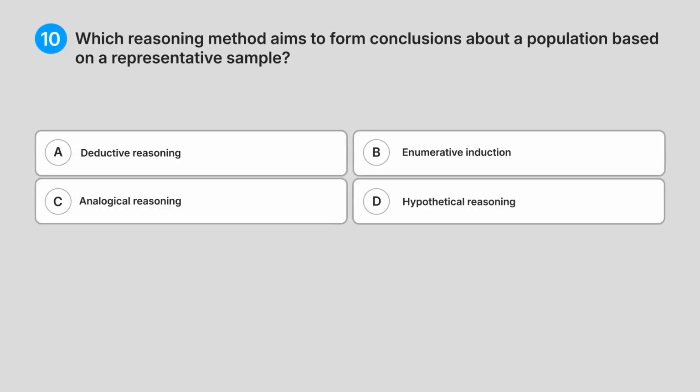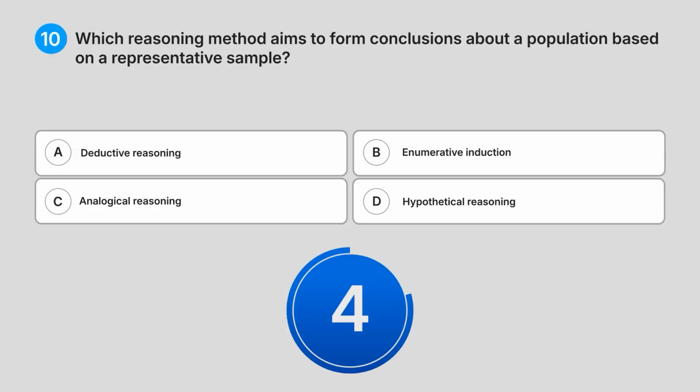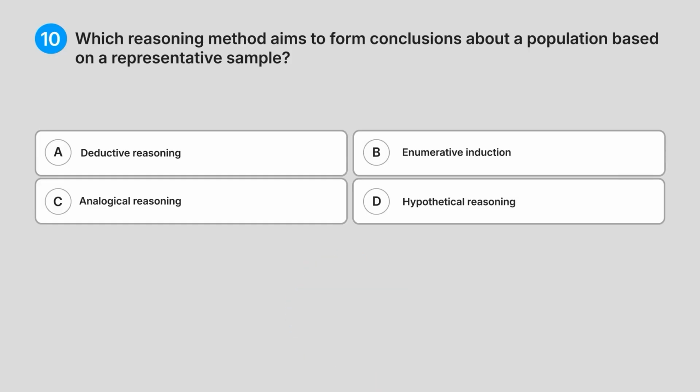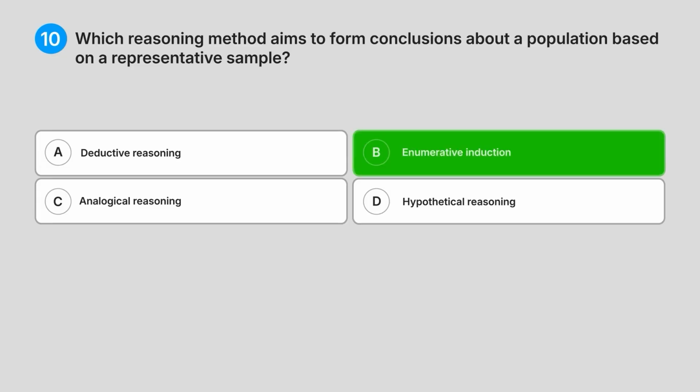Ten. Which reasoning method aims to form conclusions about a population based on a representative sample? A. Deductive reasoning. B. Enumerative induction. C. Analogical reasoning. D. Hypothetical reasoning. Can you guess the answer? Correct answer, B. Enumerative induction.